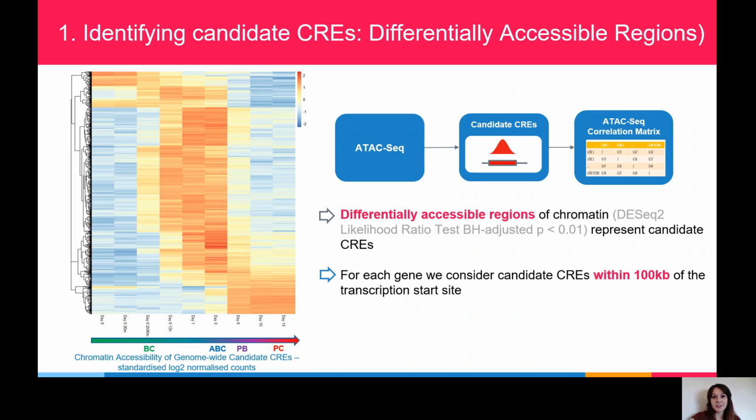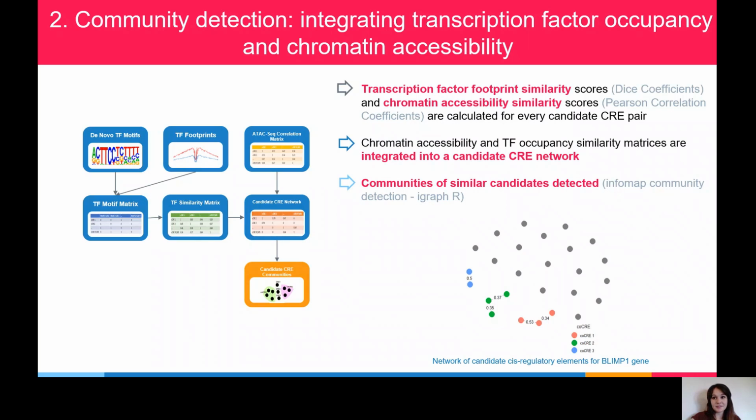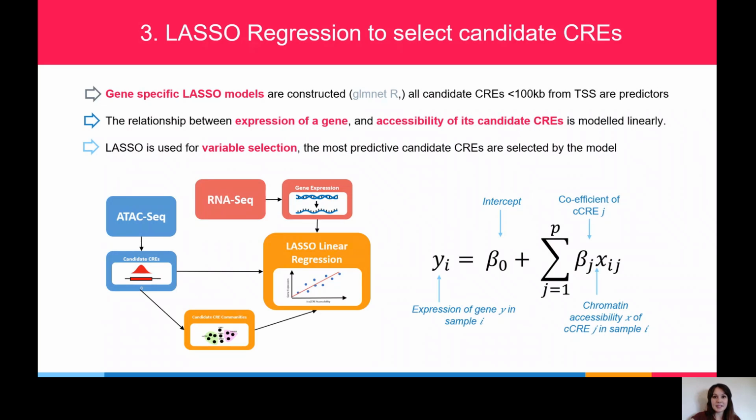We next characterise the chromatin accessibility and transcription factor binding profiles of each candidate and use InfoMap community detection to find communities of similar candidate elements. Finally, we input the accessibility profiles of these communities and lone candidates alongside gene expression patterns from the RNA-seq data into gene-specific LASSO linear regression models.